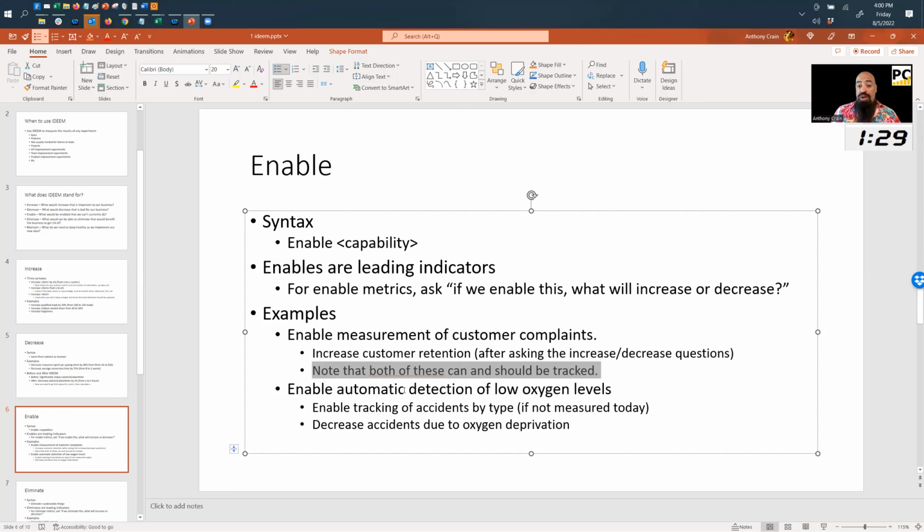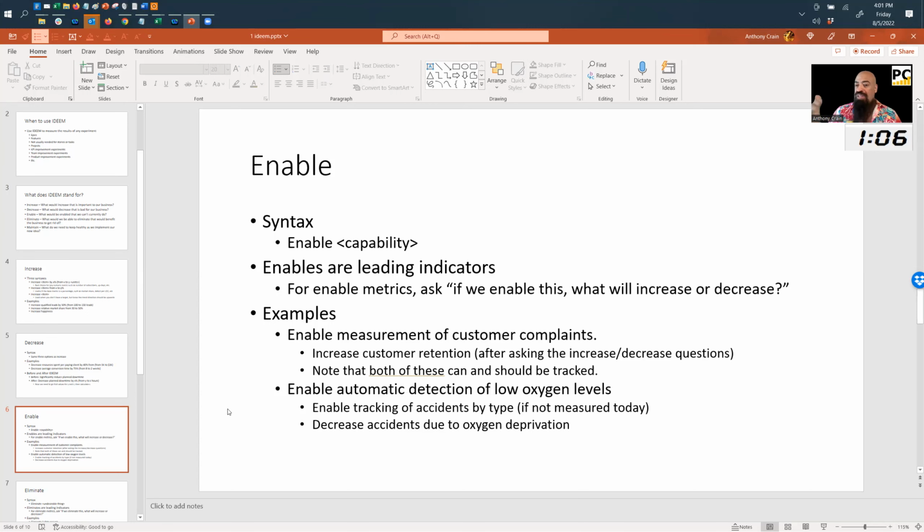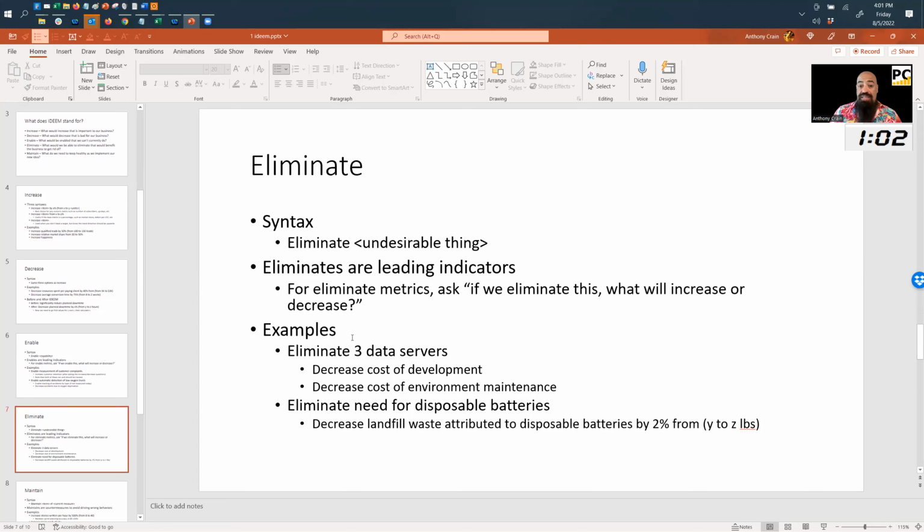Here's another one. Enable automatic detection of low oxygen levels. We couldn't do that before. Okay, but let's say we do that. What's going to be increased or decreased? Well, first off, if we did that, we would enable tracking of accidents by type. Today, we don't even measure by type, it's just accidents. But if we do by oxygen levels as well as other types, now we actually have it by type. And now we should be able to see a decrease in accidents due to oxygen deprivation. Okay, so again, this enable led to another enable, but then ultimately we still have the question and we got to a decrease.